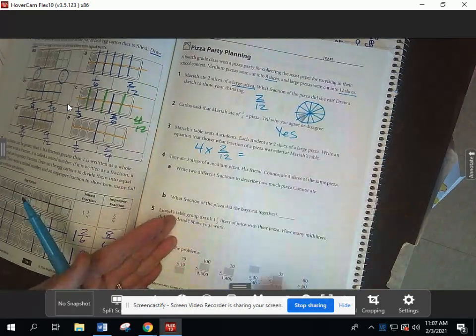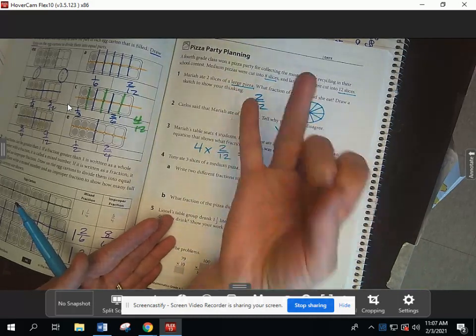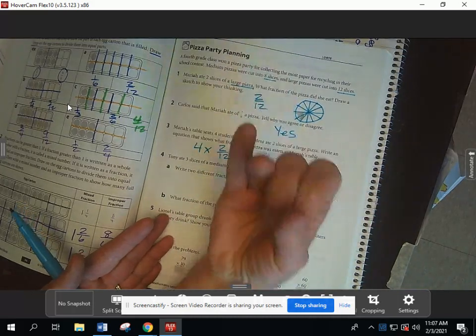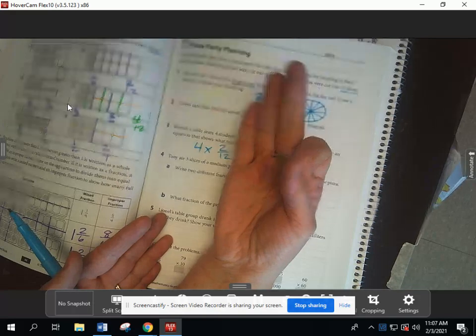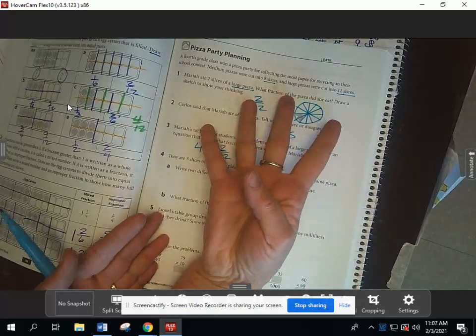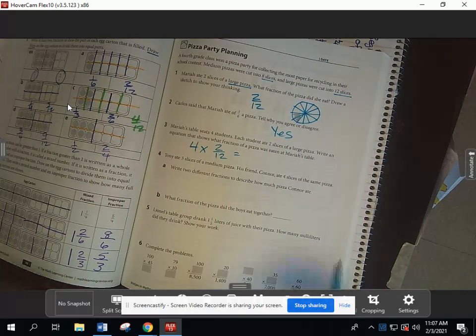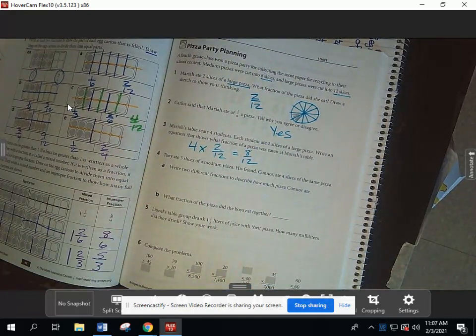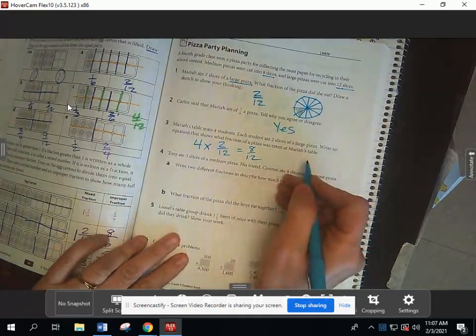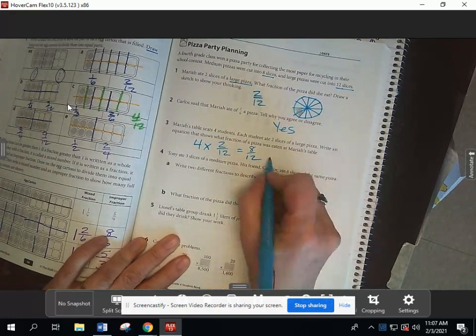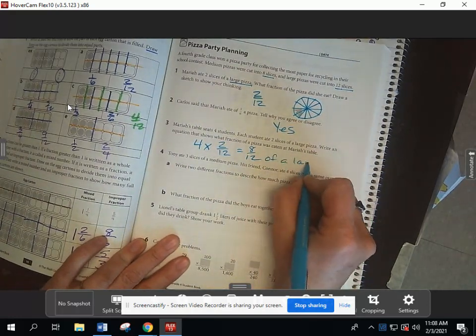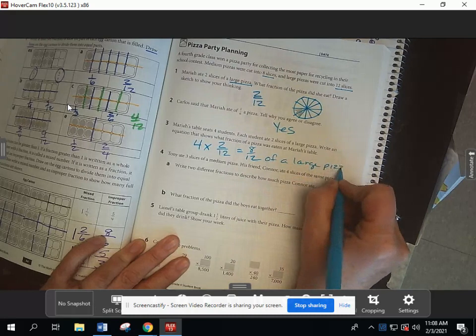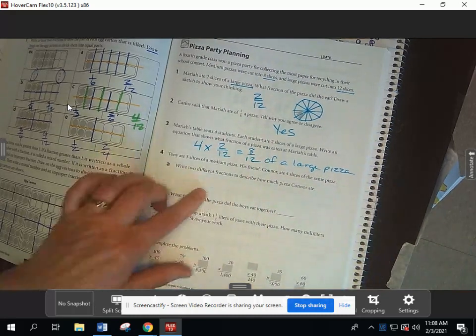So here we go. 2/12, 4/12, keep counting with me, 6/12, 8/12. And Millie's shaking her head yes. She came up with 8/12. Okay. And we should really be labeling these numbers of a large pizza. I'm going to want pizza tonight for supper, I think.